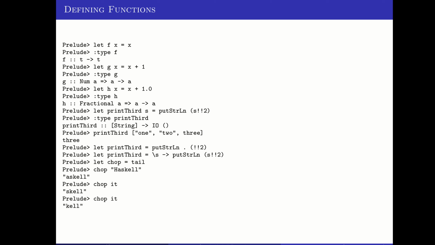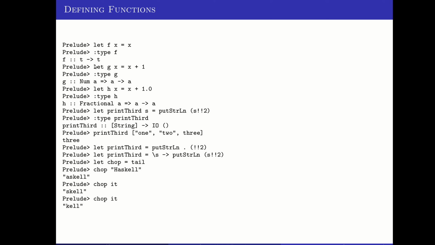So if we're in the interactive interpreter here, we can say let f of x equal x, and this gives us a very simple function, the identity function that just gives you back whatever you gave it. We can examine the type of f, which is it takes some type t object and gives you some type t object back.